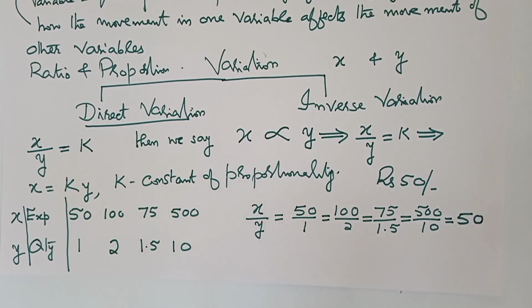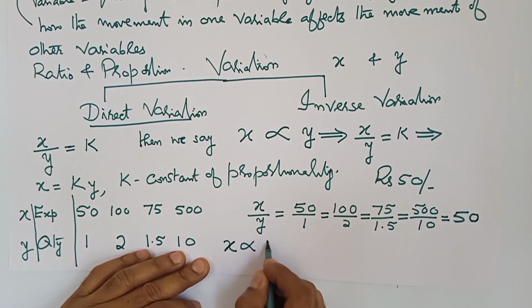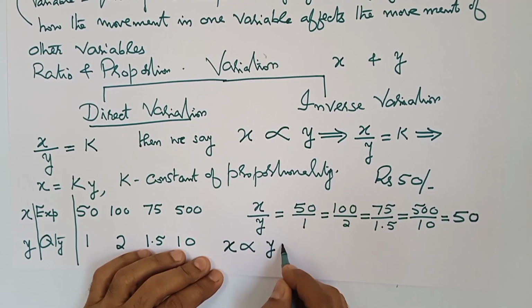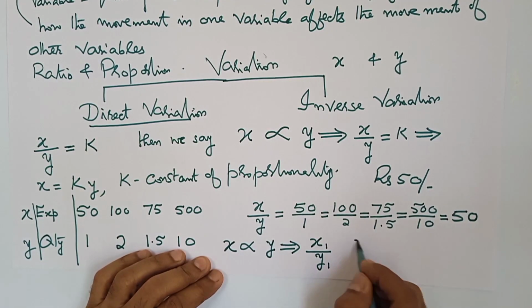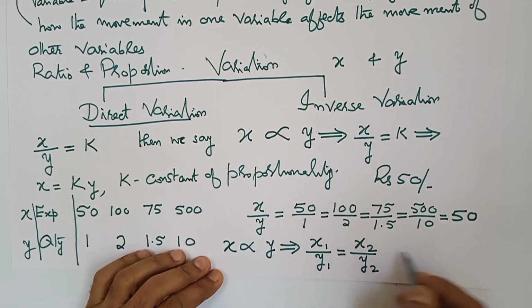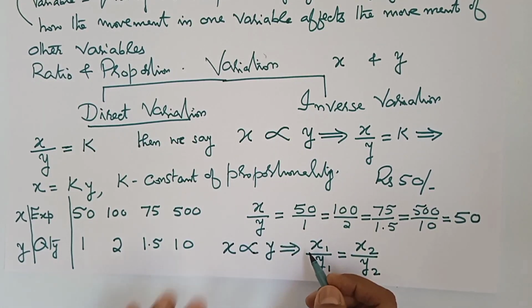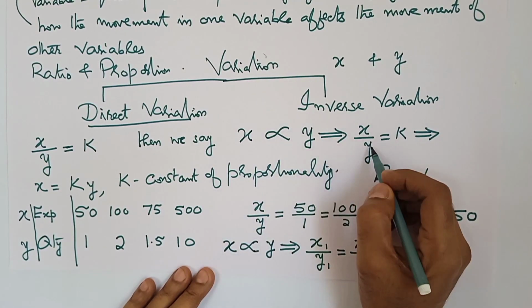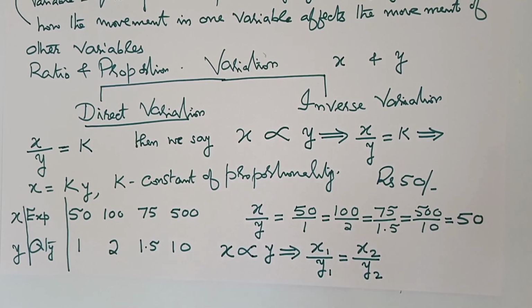Now there is one more thing you can observe here. If x is directly proportional to y, taking one set of values, this will be x1 by y1. Taking another set of values, this will be x2 by y2. Like that it goes on. So x directly proportional to y implies this, or x by y is a constant. Either of these two we use in solving problems depending on how the problem is framed.